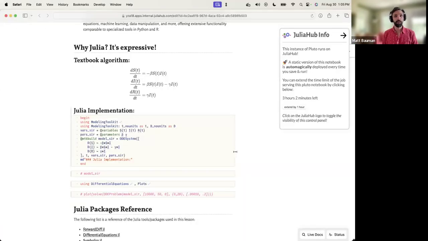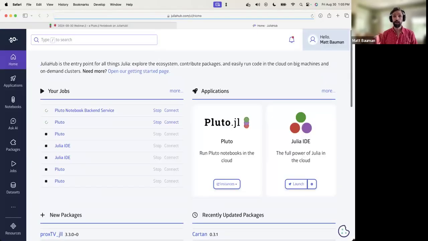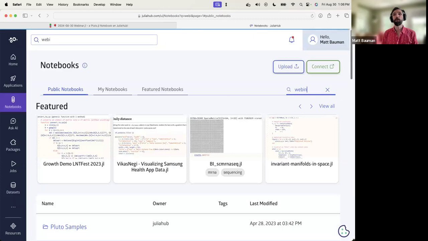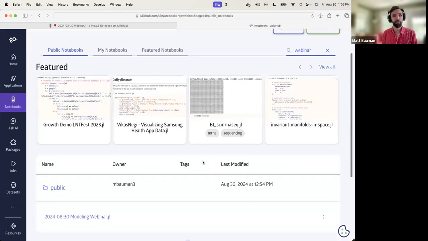We're going to be doing this on JuliaHub. You can navigate to JuliaHub, sign in, and you get access to 20 hours of free compute a month. We'll be doing this using a notebook. So once you've logged in to JuliaHub, you can go to your notebooks view and just search for webinar as an easy way to do that. You will find my public webinar here.